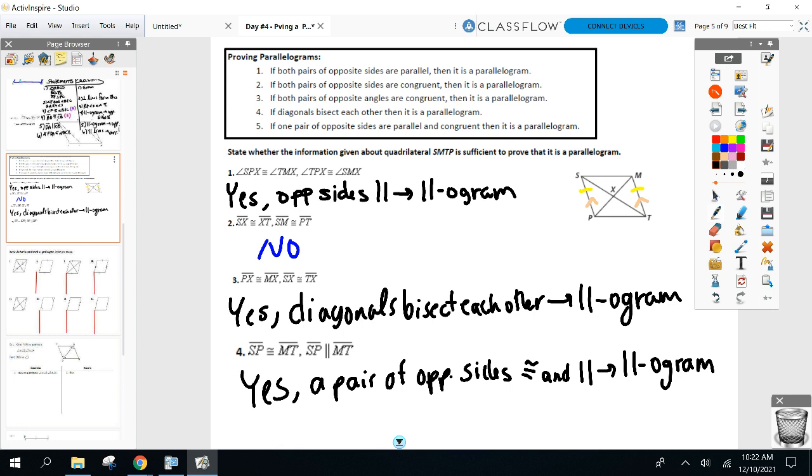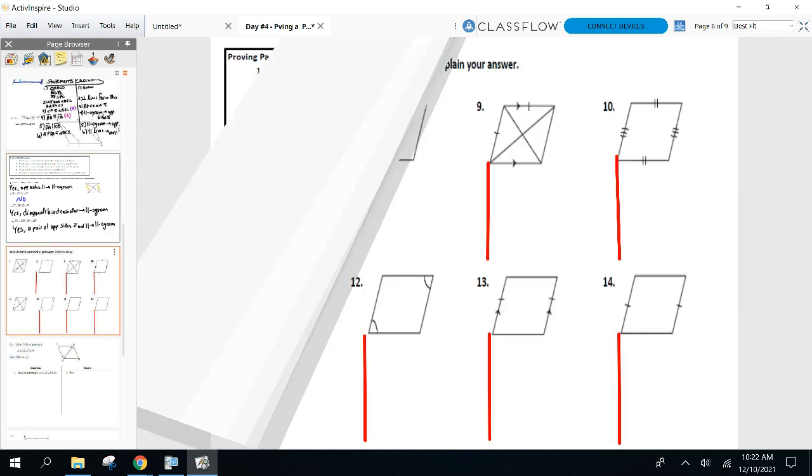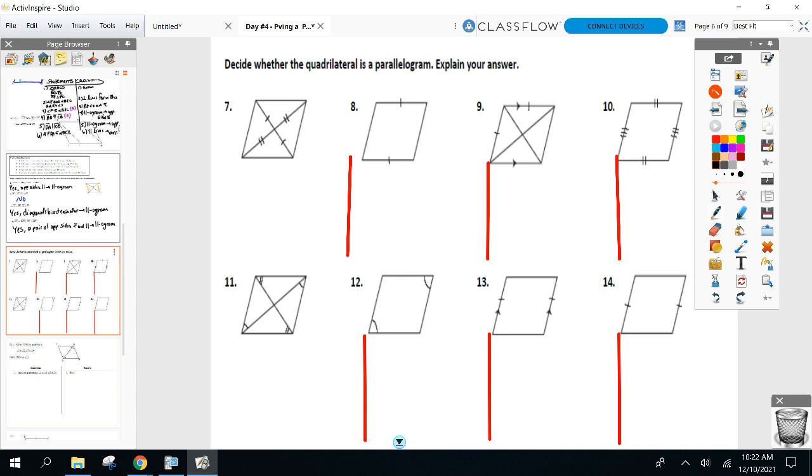All right, ready to do some work in your group? I marked your diagrams for you in these next 8. All I want is a yes or no to go quick. A yes or no from your group, if they're a parallelogram or not. I do not need an explanation. Or be ready to give me an explanation if you get called on it. But don't write it down. Let's save some time.